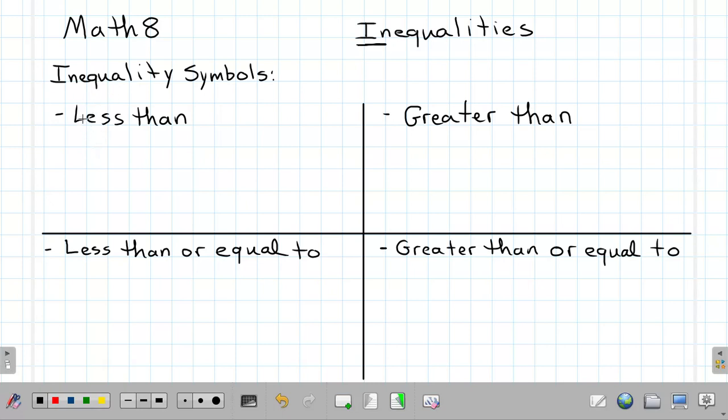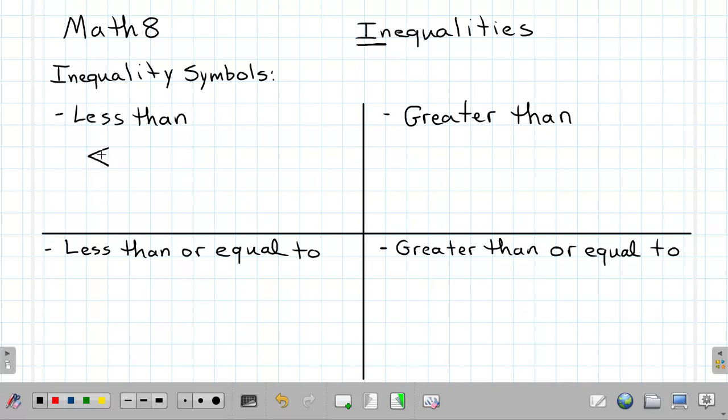So the first thing we have here is the less than symbol, and the less than symbol is kind of like a sharp bracket that opens to the right-hand side. The reason we call this a less than symbol is that whatever is on the left, whether it be a number, expression, variable, whatever you have over here, it's always going to be less than whatever's on the right. So we have less than.